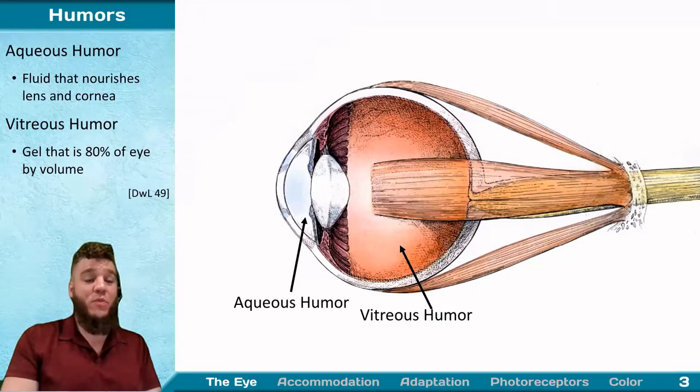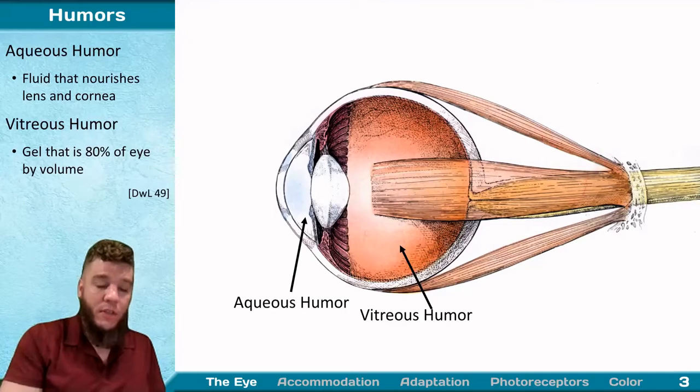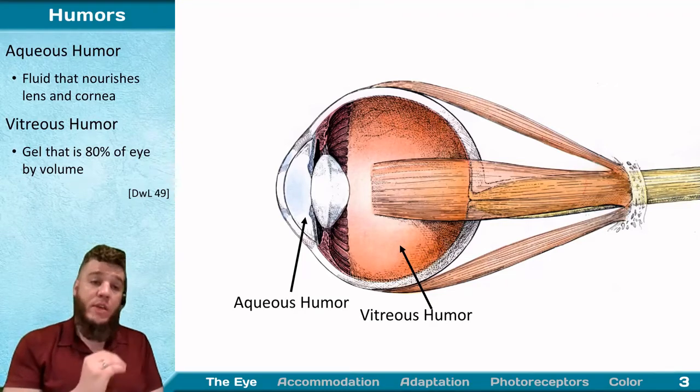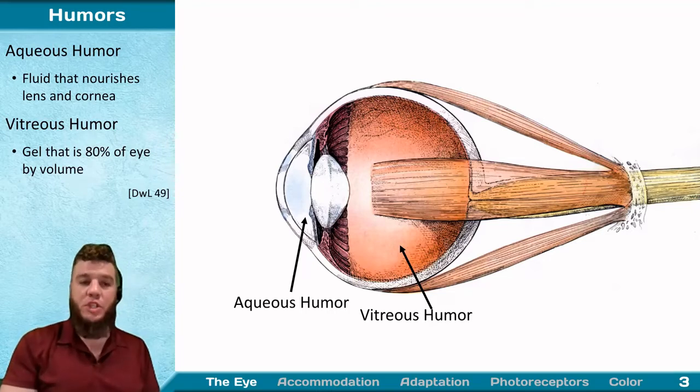We'll start easy with just the humors. The humors are the fluid components of your eye. The aqueous humor, first off, is a mostly fluid that nourishes the lens and the cornea. Now, in the middle of your eye, you have a more gel-like substance called the vitreous humor, which actually makes up the majority of the volume of your eye.